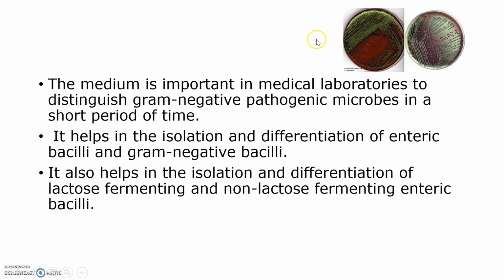So this is the appearance of the EMB agar. Lactose fermenters give a metallic sheen, a green metallic sheen in the medium. So it helps in the isolation and differentiation of enteric bacilli and gram-negative bacilli, those which are present in the intestine causing disease. It also helps in the isolation of lactose fermenting and non-lactose fermenting enteric bacilli.